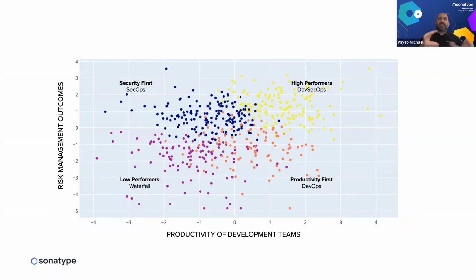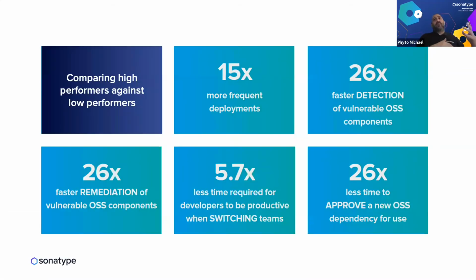So if we look at how those different areas compare against each other, the differences between those 4 groups. If we compare high performers against low performers, high performers deploy 15 times more frequently than low performers. The detection rate of vulnerabilities is 26 times faster, and so is the remediation. I won't read all the stats on the page, but basically the time to resolve issues and actually implement fixes for issues that have come out is 20 to 30 times faster than most other organizations.